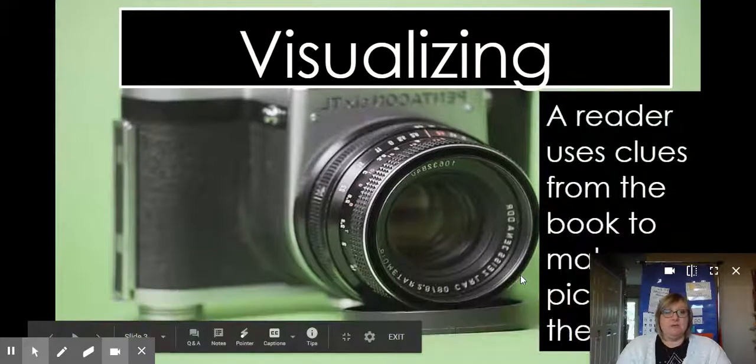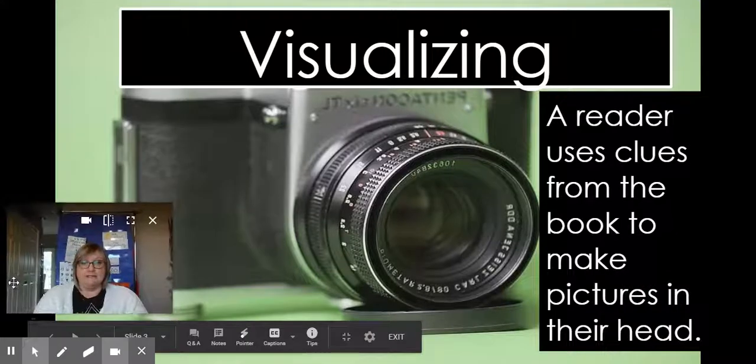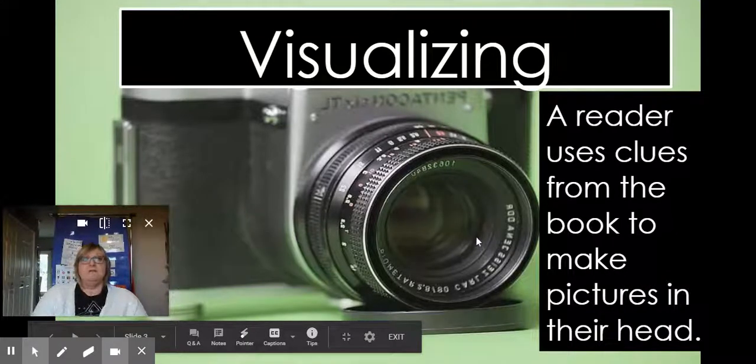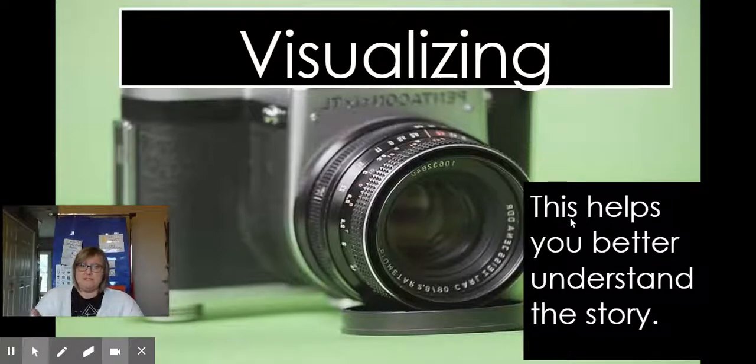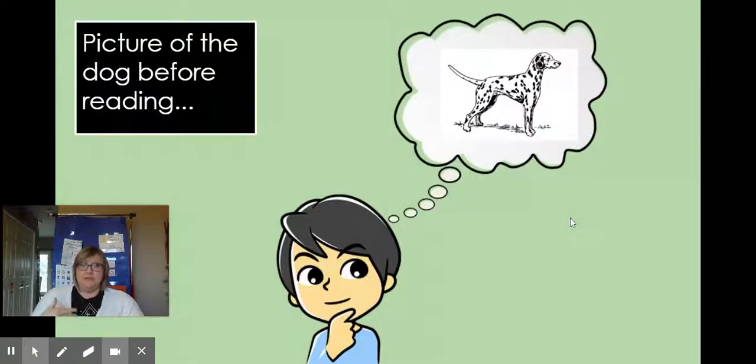So, one of the things that we want to start to practice, this is something we need to practice as first graders as we're reading. A reader uses the clues from the book to help them form or make the pictures in their head. This will help you better understand the story as you're reading it.